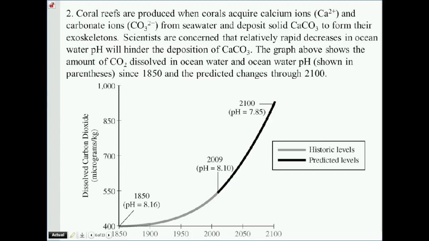It says the graph above shows the amount of CO2 dissolved in ocean water and ocean water pH, shown in parentheses, from 1850 and the predicted changes through 2100. I think this was written in 2011, but they usually write them a couple years before.